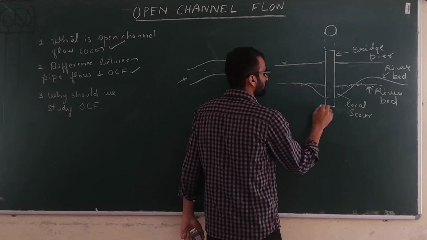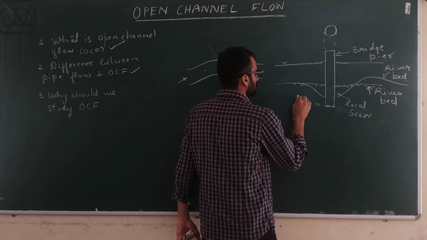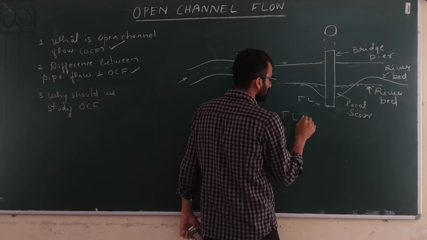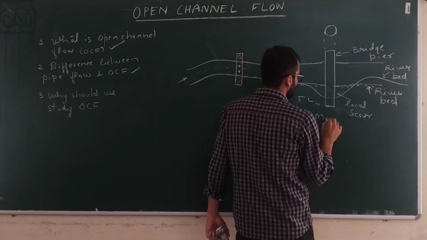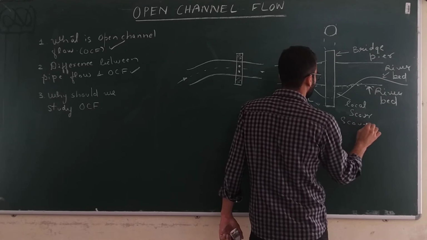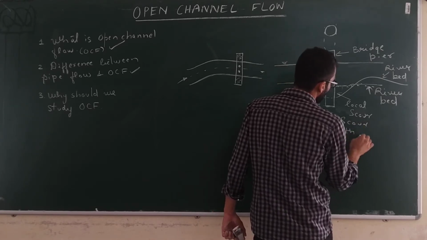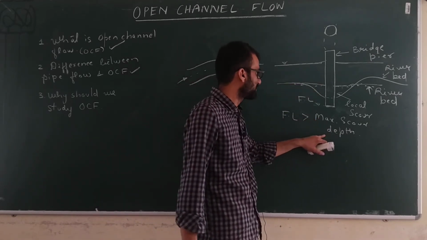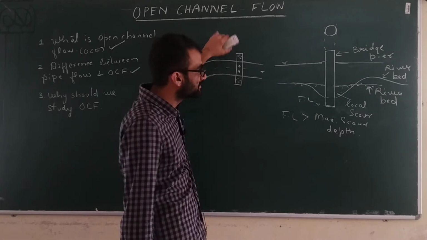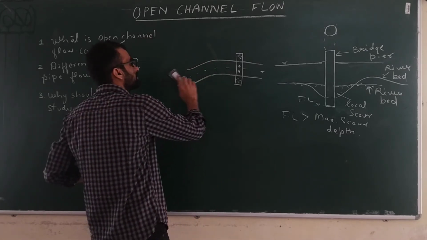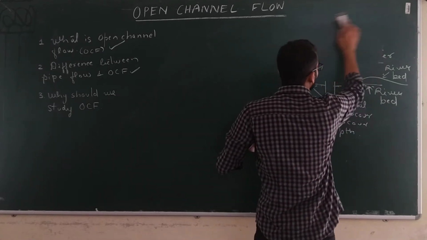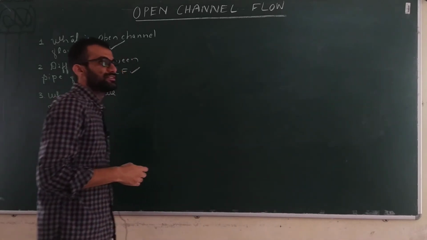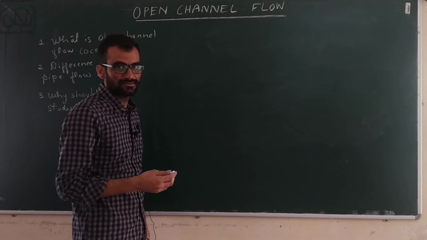so that your foundation level should always be greater than the maximum scour depth. Otherwise, there are chances of failure of that structure. So, for calculating the maximum scour depth also, we have to look into the open channel flow. So, this is another example. There are several examples like this where you have to study the open channel flow and get the engineering solutions. One more simple example is, generally we need water for irrigation, agriculture, isn't it?